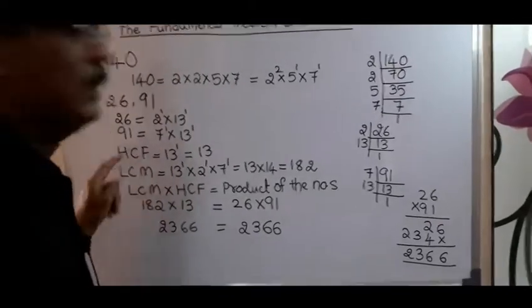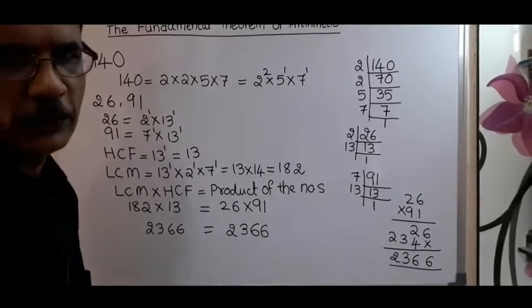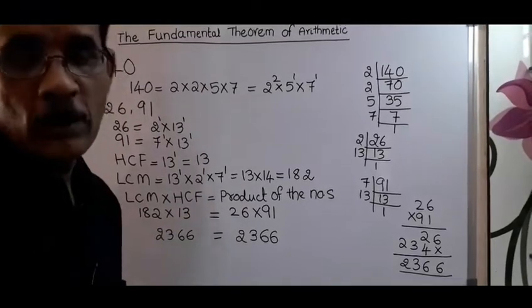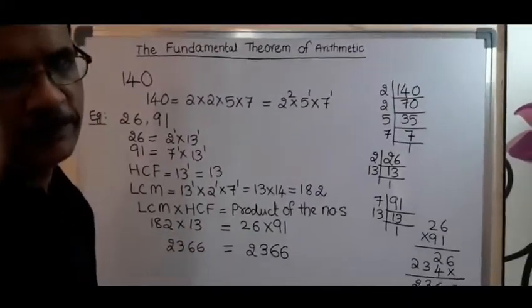This rule is applicable. LCM into HCF is equal to the product of the two numbers. We cannot apply this rule for more than two numbers.